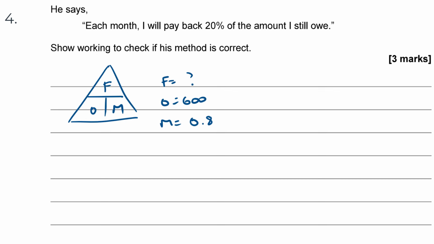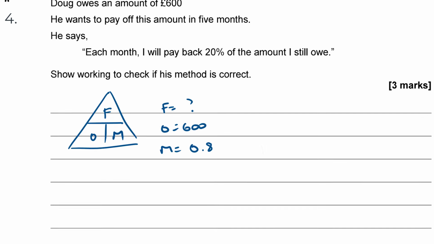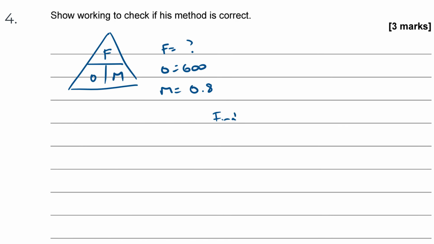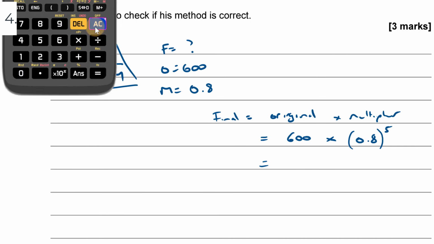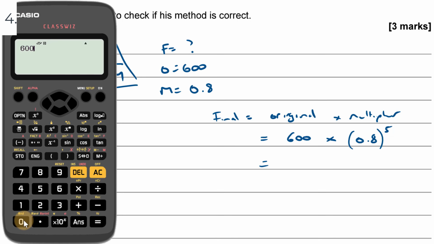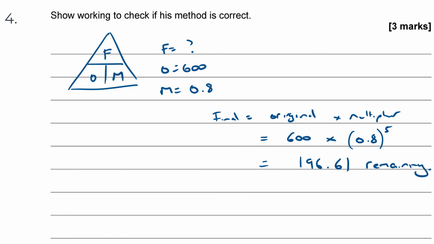So after 5 months of paying back 20%, your final equals original times multiplier, which is 600 times 0.8, but we're doing this 5 times, aren't we? So it's to the power of 5. So after 5 months, how much will be left? 600 times 0.8 to the power of 5. That gives me £196.61. That's remaining to be paid, isn't it? So he has not cleared the £600. Okay, I think I'm just going to sign off like that. So I've shown it, haven't I?